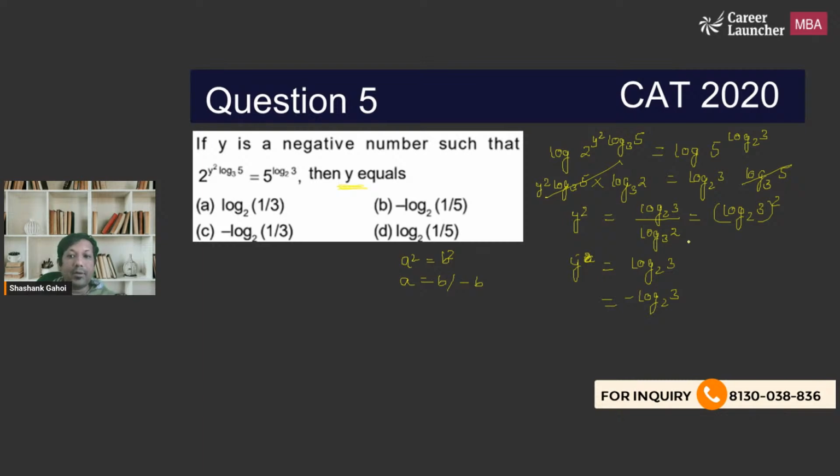Okay. Now can I take this value? No. Why? Because in the start itself the question says y is a negative number. Right. So I can say this is equal to log base 2 of 3 power minus 1. So that is equal to log base 2 of 1 upon 3. So the answer of this question is going to be option A. So that's how I'm going to solve this question. Understood?